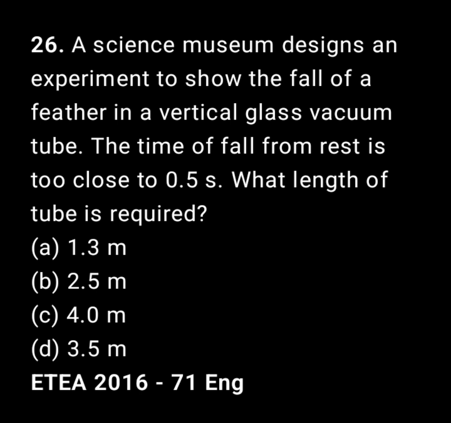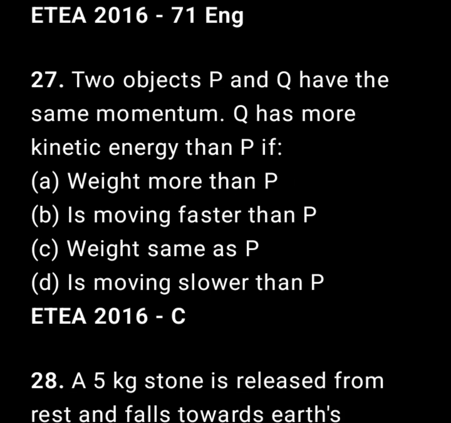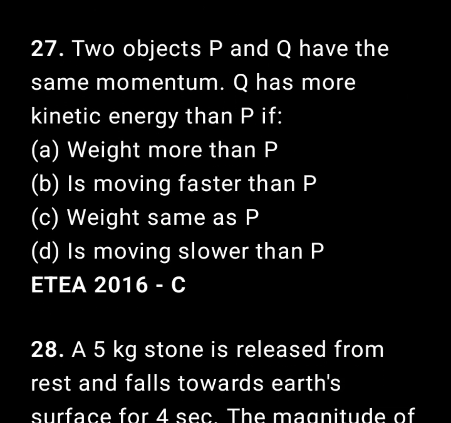ETA 2016-71 Eng. 27. Two objects P and Q have the same momentum. Q has more kinetic energy than P if Q A. Weighs more than P. B. Is moving faster than P. C. Weighs the same as P. D. Is moving slower than P.